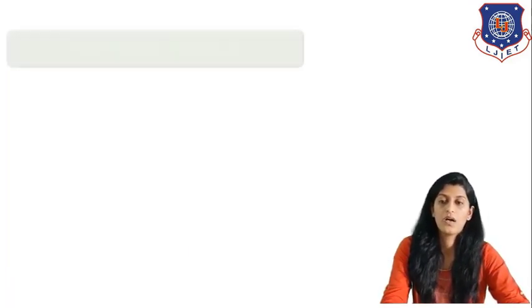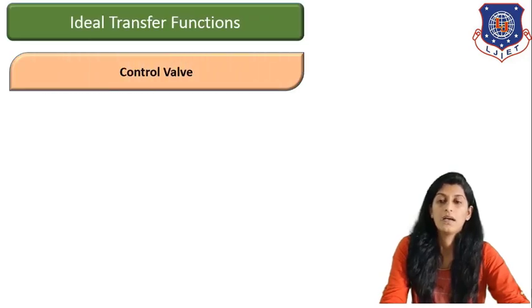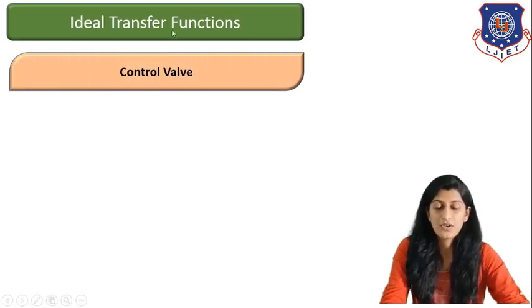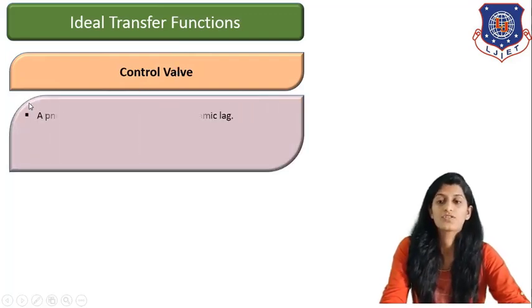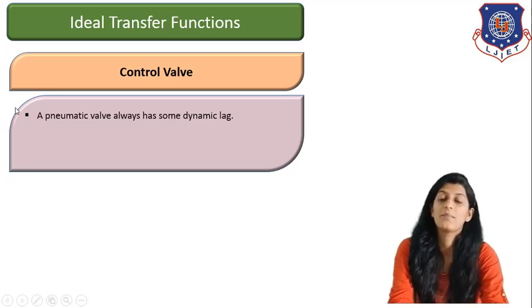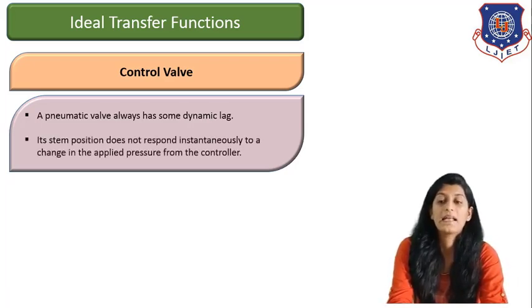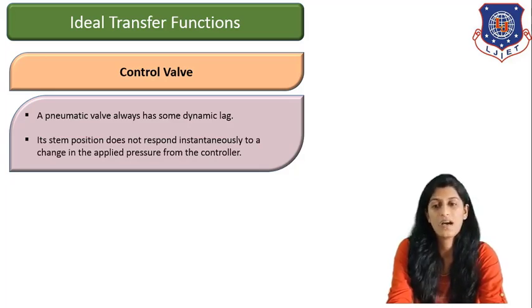Now let's deal with the ideal controller. So the ideal controller corresponds to the control valve. So basically a pneumatic control valve always has some dynamic lag, and that is due to stem positioning, right? So how you place your stem determines the action of our controller.